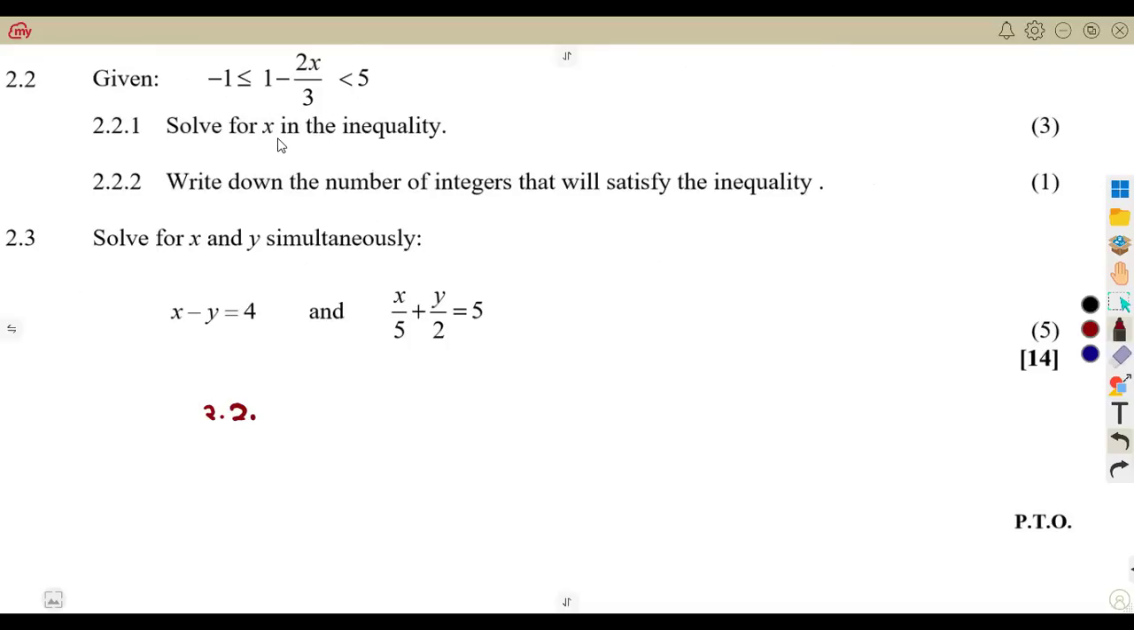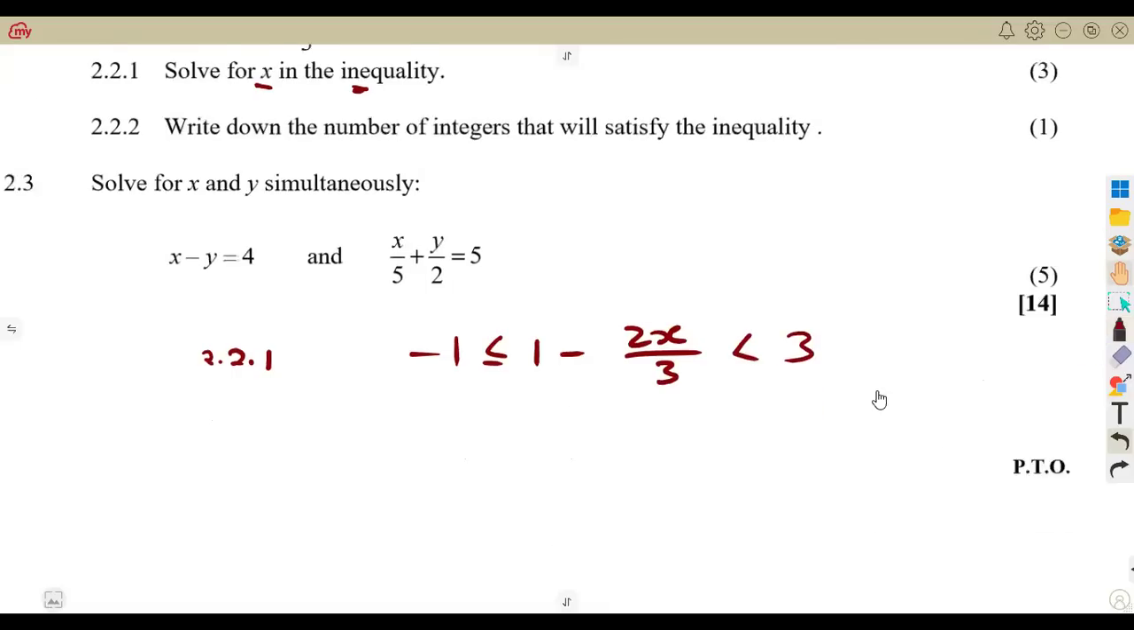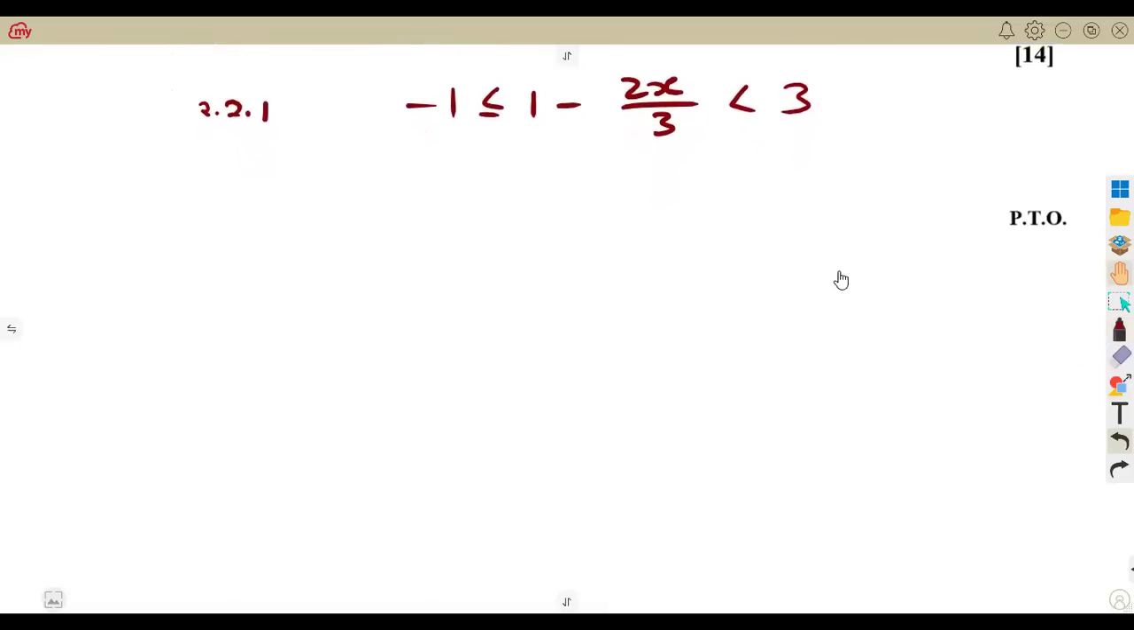or we are given compound inequalities. We're asked to solve for x in this inequality on 2.11. So that's -1 less than 1 minus 2x over 3, less than 3, like that. You're asked to solve this simultaneously. That's at the same time. That's a compound inequality there.